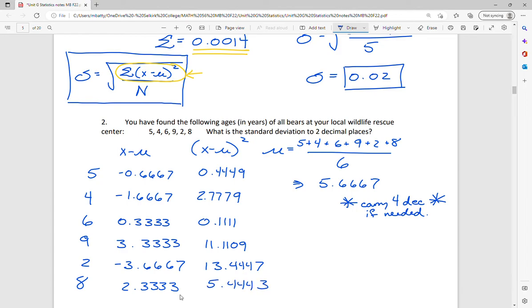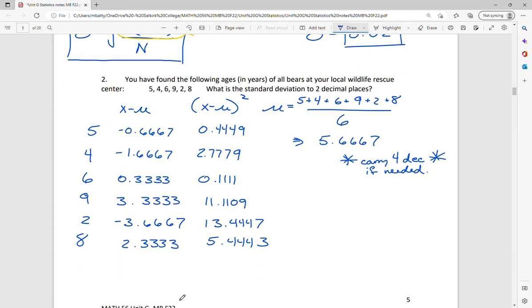And so what we're supposed to do now is total those deviations from the average. And so the sum of these, I could do it on my calculator. The sum here is 33.3349.